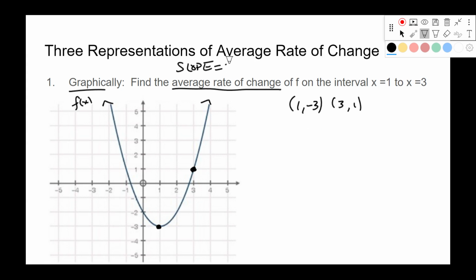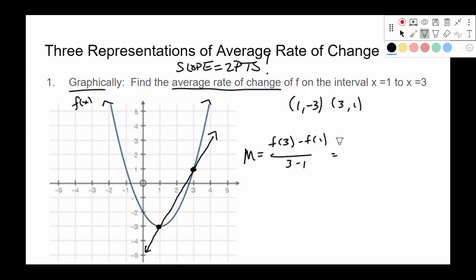Now, to find the slope, I need to know 2 points on the line, right? This is a line here. I need to know 2 points on the line. Well, I know 2 points on the line. Okay? 1, negative 3, and 3, 1. So I can find the slope. To find the slope, I do delta y over delta x, y2 minus y1 over x2 minus x1, f of 3 minus f of 1 over 3 minus 1. It doesn't matter. You can do it any which way you want. Okay? They'll all come out to be the same.